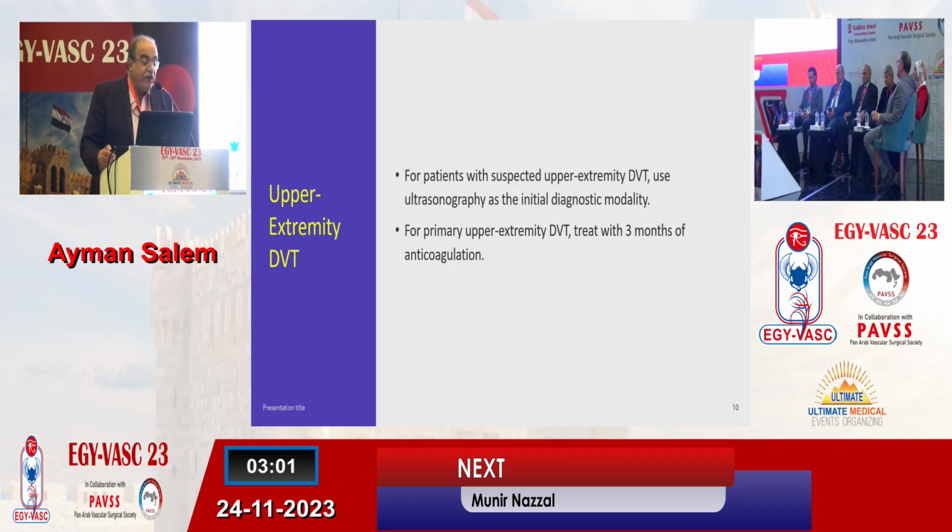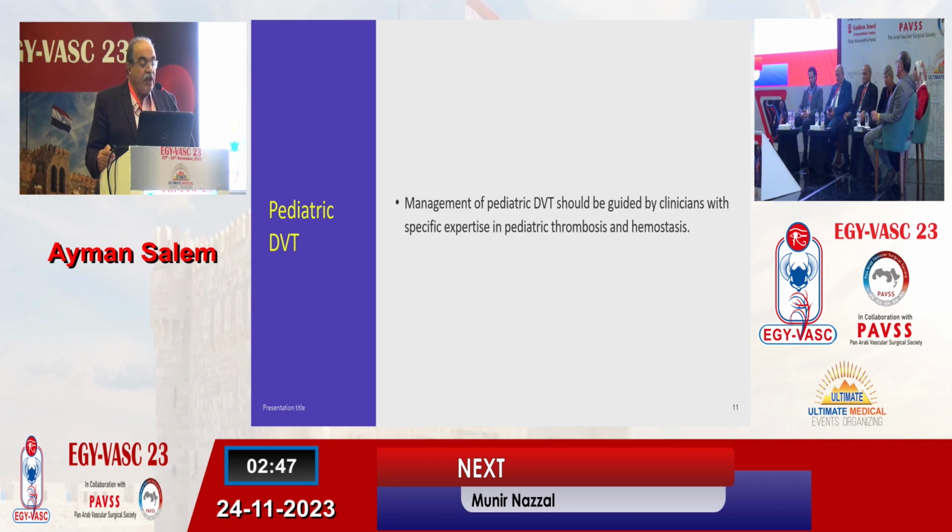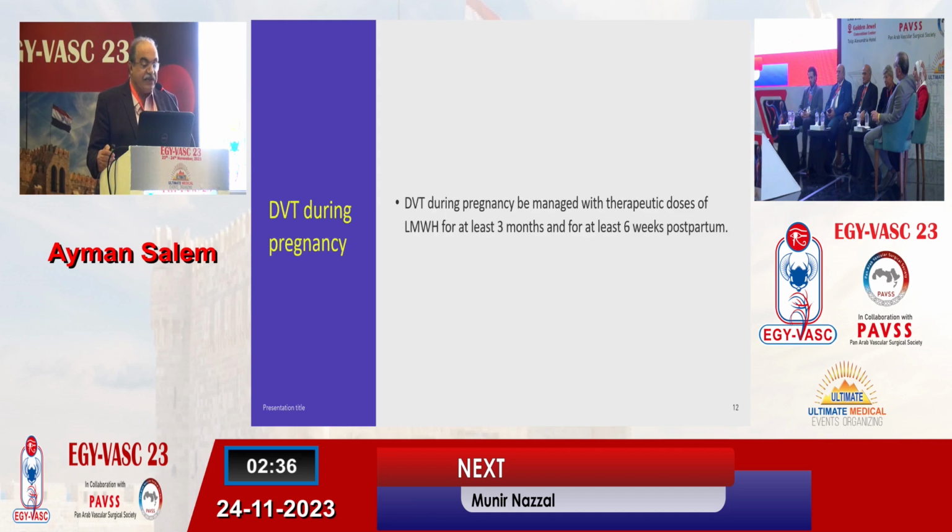Upper extremity DVT. For patients with suspected upper extremity DVT, use ultrasonography as the initial diagnostic modality. For primary upper extremity DVT, treat with 3 months of anticoagulation. Pediatric DVT. Management of pediatric DVT should be guided by a clinician with specific expertise in pediatric thrombosis and hemostasis. DVT during pregnancy should be managed with therapeutic doses of low molecular weight heparin for at least 3 months and at least 6 weeks postpartum.